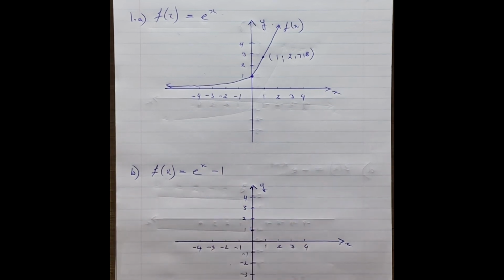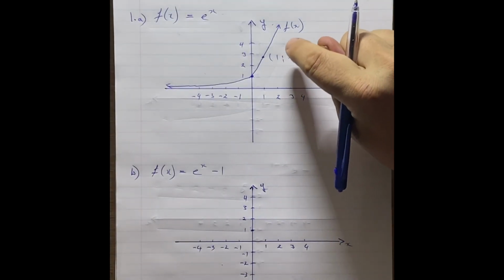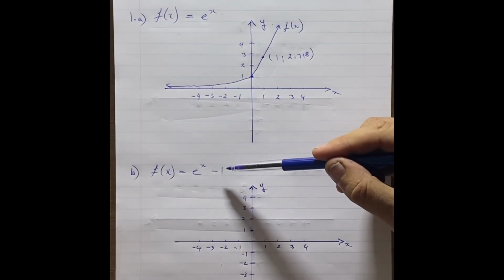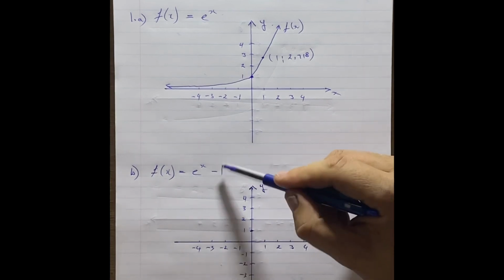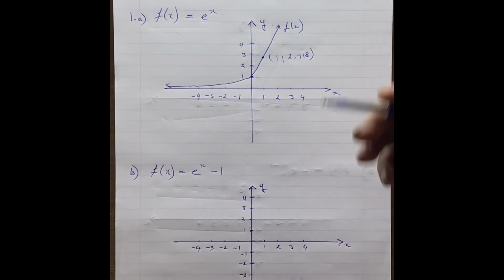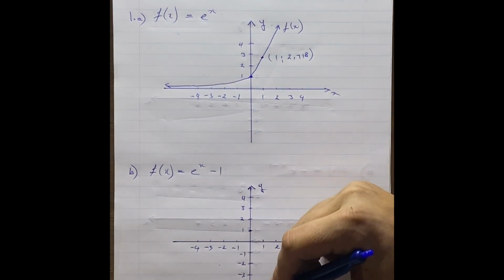Right, if we have a look at the second one now, what we're doing with this one, if we look at our original graph, we are shifting it down by 1 unit. That's what this -1 at the end does. Or we could shift it up by so many units. So the plus will move it up, the negative will move it down.